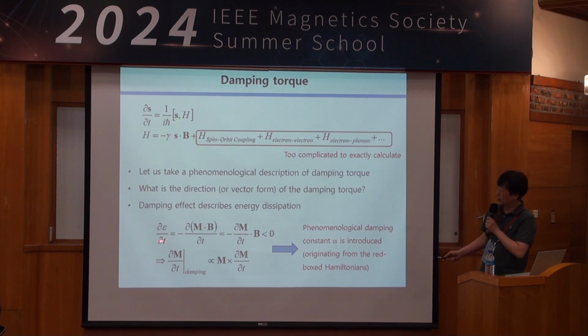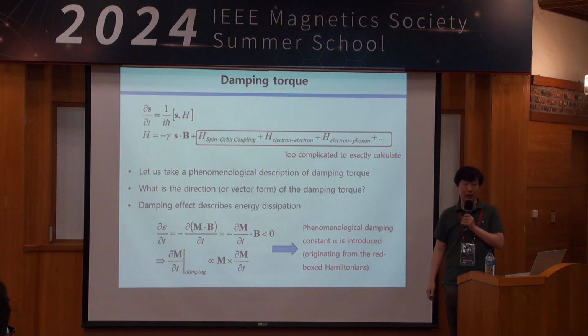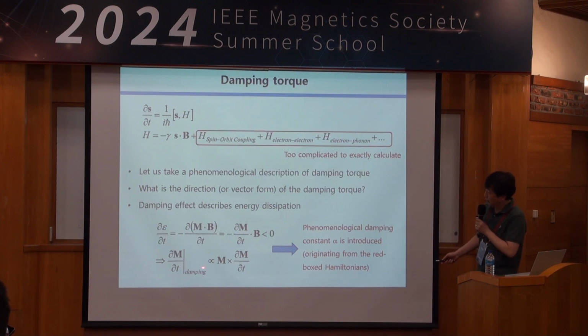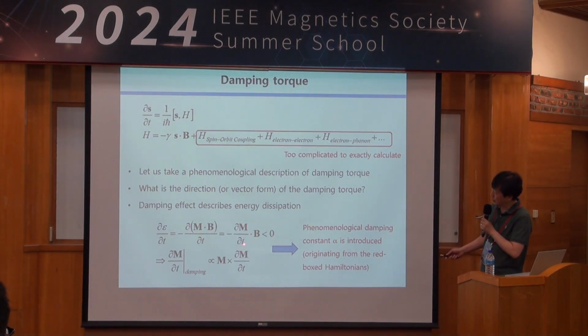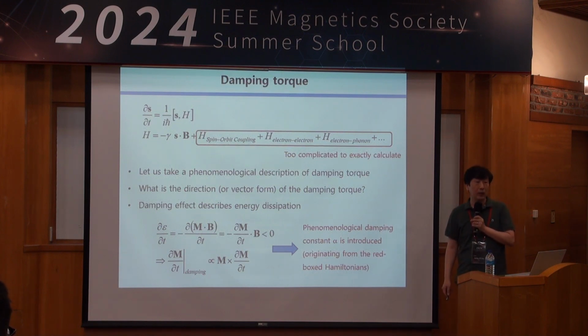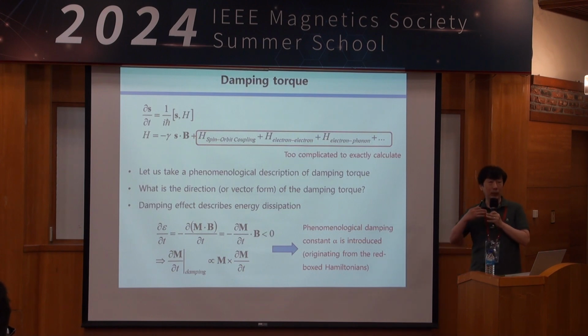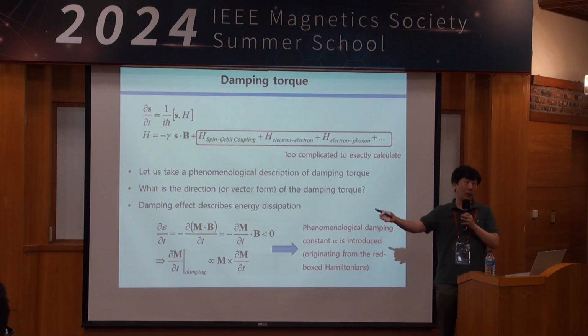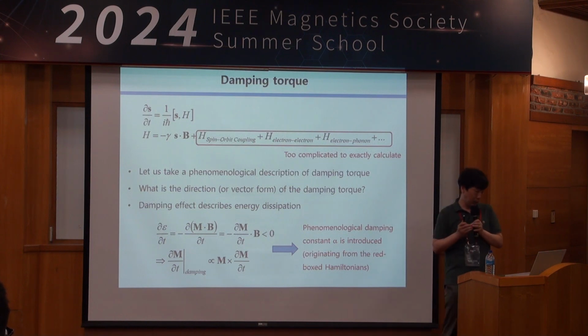So you calculate the energy rate that is given by m dot B, the time derivative. It must be smaller than 0. It means that your damping will decrease the energy. Then you can find out that, because of this constraint, the damping torque must have the form of m cross dm/dt. And then Gilbert or Landau-Lifshitz put just a phenomenological constant alpha here, because we don't know what it is. And then we take this equation, compare with the experiment, and find out what is the alpha of your sample.